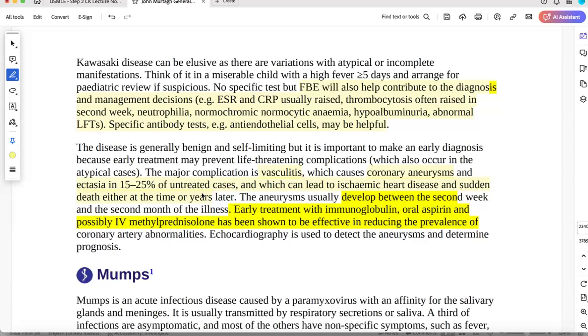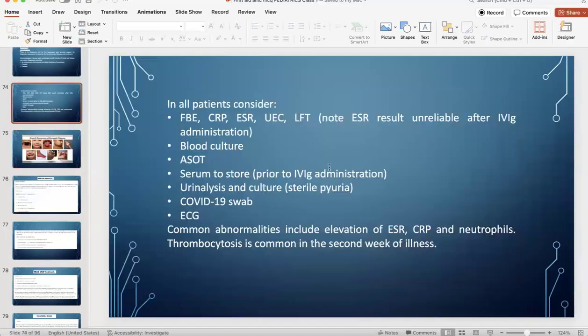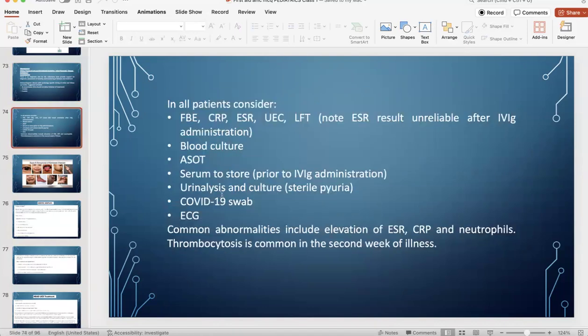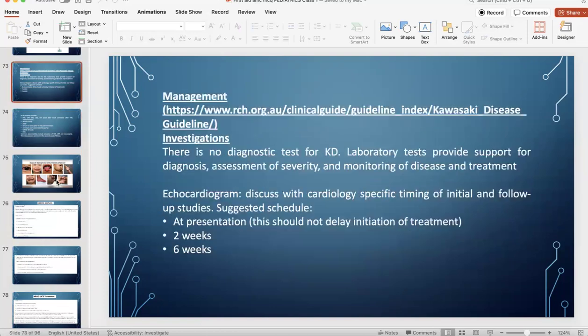So what we are supposed to do in this patient is, when you are diagnosing this patient, you will do a baseline echocardiogram, and then you would do another at 2 weeks and 6 weeks. And that's according to the RCH guideline. So echocardiogram, discuss with a cardiologist, but the suggested schedule of echo is at presentation, at 2 weeks, and at 6 weeks. Okay? And these are all the tests that we do in a patient who can have this condition, but it's not important for you to know.